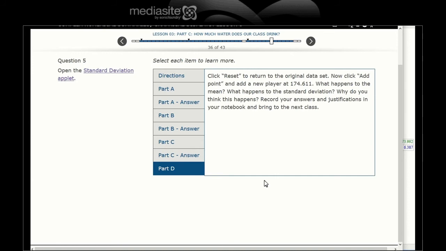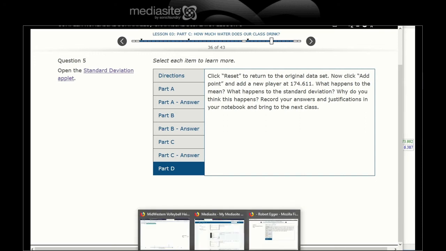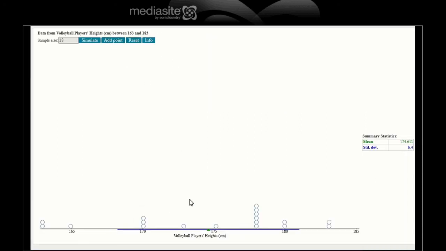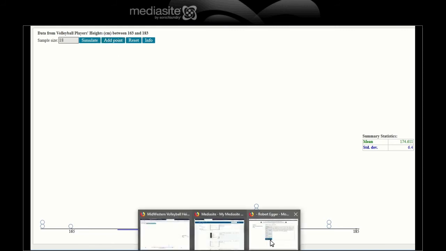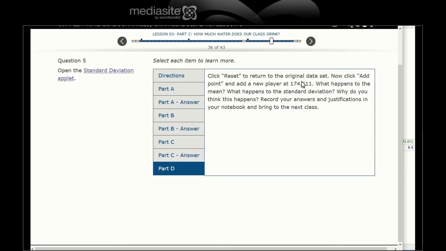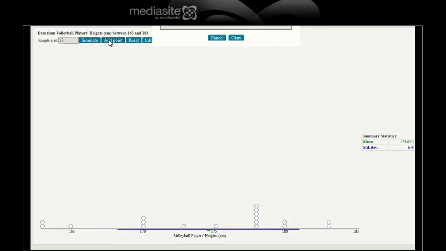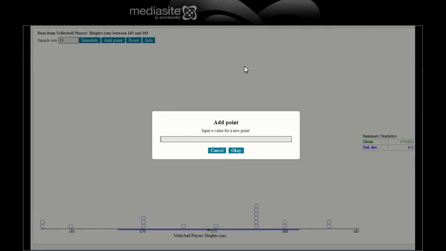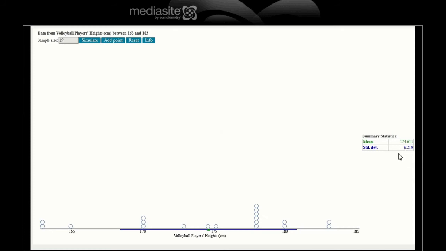Click reset and return the original data. Now click add point. Okay. Reset. Add a new player at 174.611. That is the mean. Okay, now watch these numbers. Mean did not change, but the standard deviation went down from 6.4 to almost 6.2, about 0.2 centimeters, because we added weight to the center.